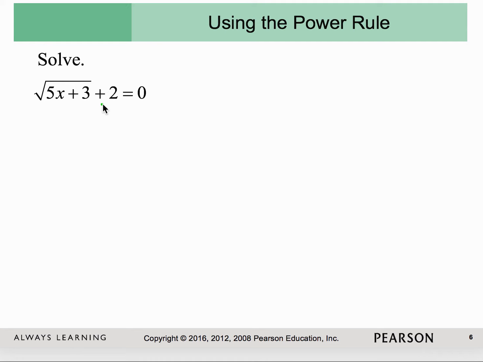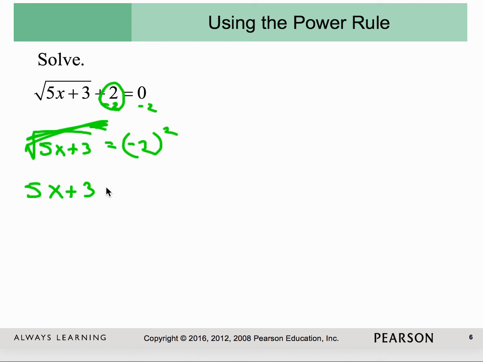One more. Isolate the radical. Square root of 5x plus 3 equals negative 2. Square both sides, right? The entire side. That'll undo the radical. So 5x plus 3 equals 4. Let's solve for x. So x equals 1/5. Now let's check and see if it does.